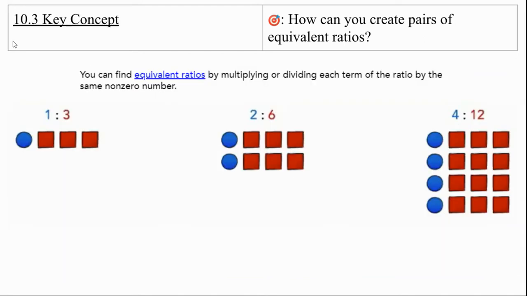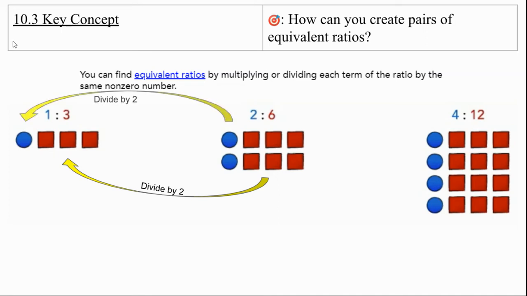Our key concepts. You can find equivalent ratios by multiplying or dividing each term in the ratio by the same non-zero number. So if we're taking a look at the red squares and we divide that by 2, from our ratio of 2 to 6, we get from 6 to 3. Then when we look at the blue circles and we divide it by 2, we go from 2 to 1. So we divided both terms, 2 and 6, by the same number to create an equivalent ratio.